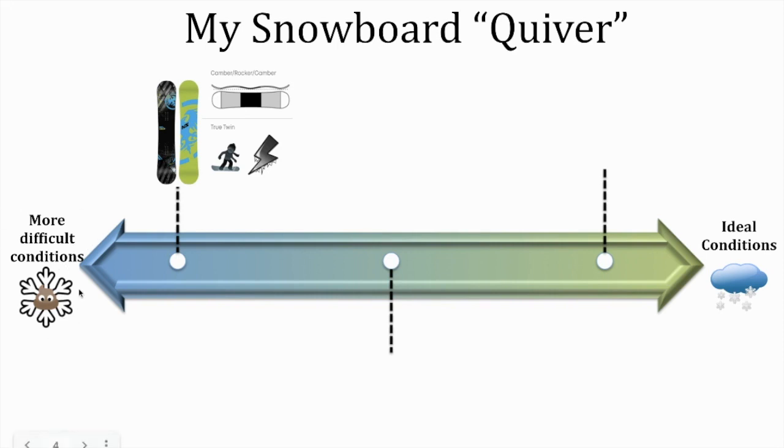So, for example, let's say that the conditions are really, really bad. It's just cruddy, crappy snow. Or I'm teaching somebody how to snowboard for the very first time. Well, I'm going to choose which one? That really, really stable snowboard that's got really, really good edge hold because everything's so icy out there.